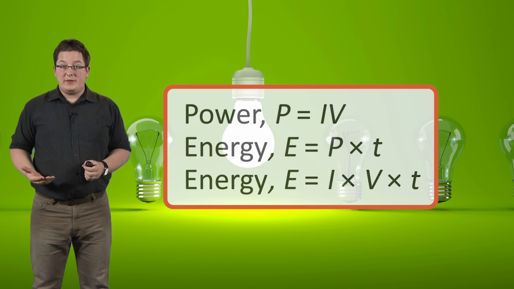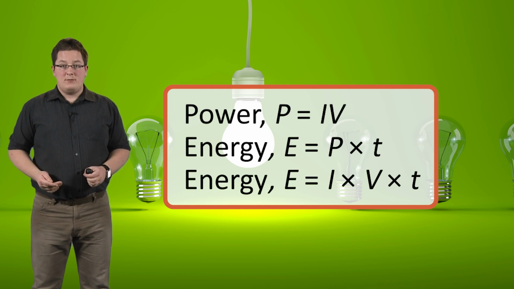You can take a shortcut. Remember, what we did was say that power is current times voltage, and then multiplied that power by time. You can do the whole thing in one calculation by saying the total energy converted is current times voltage times time.